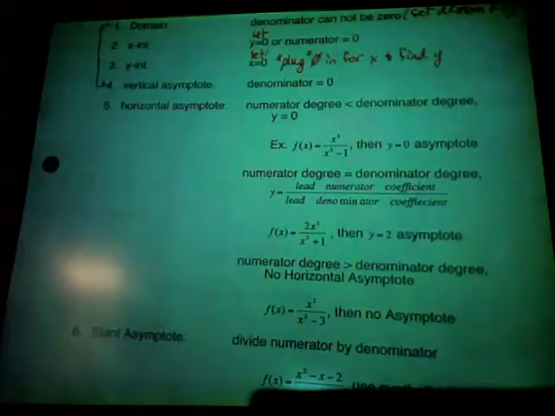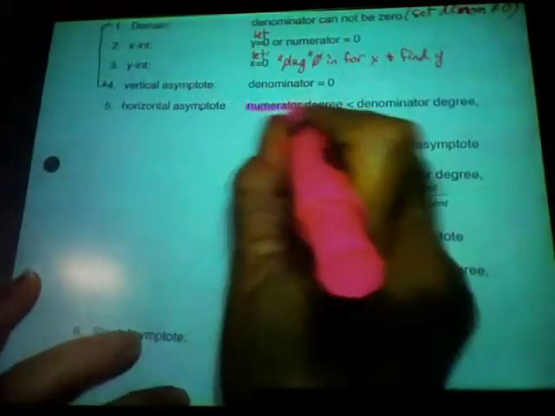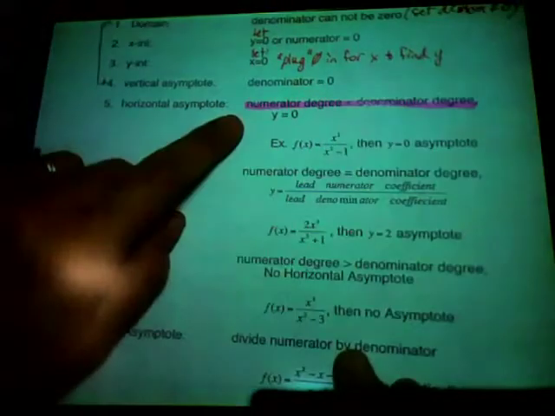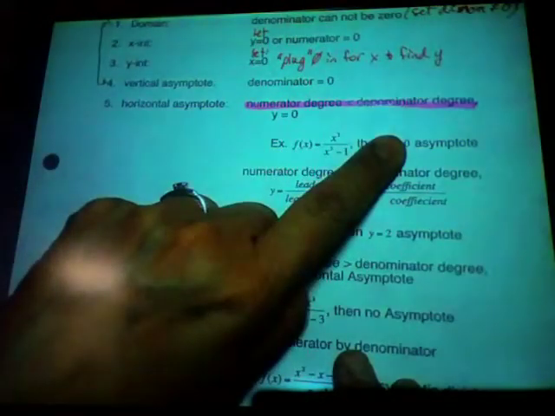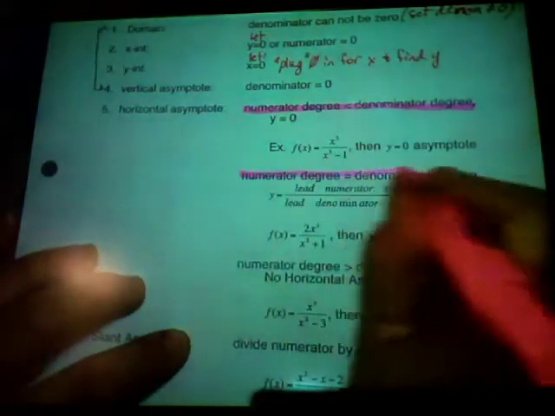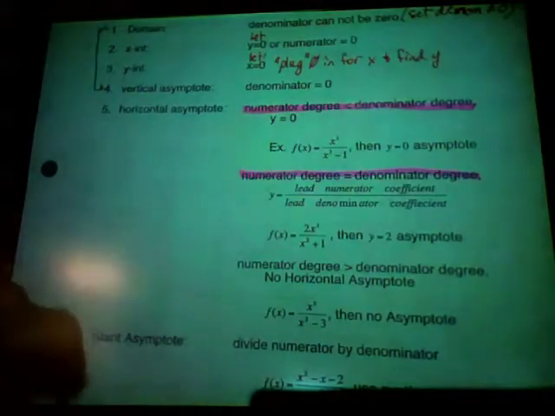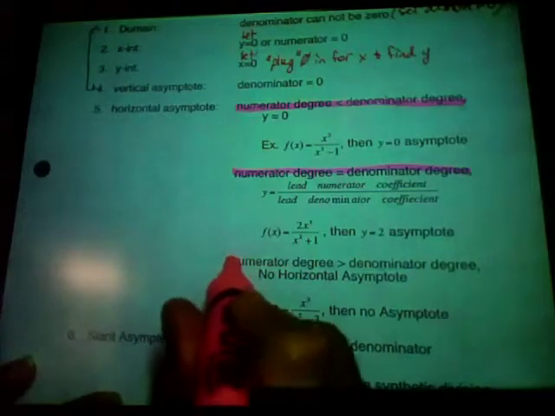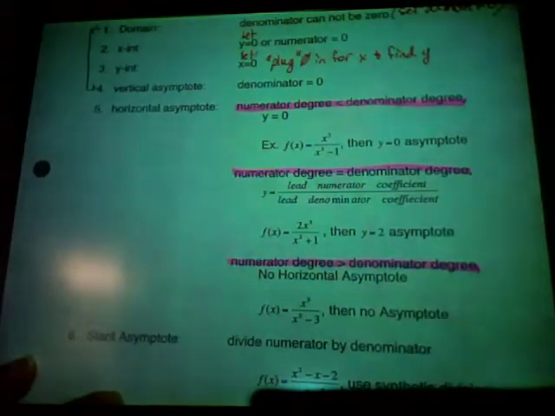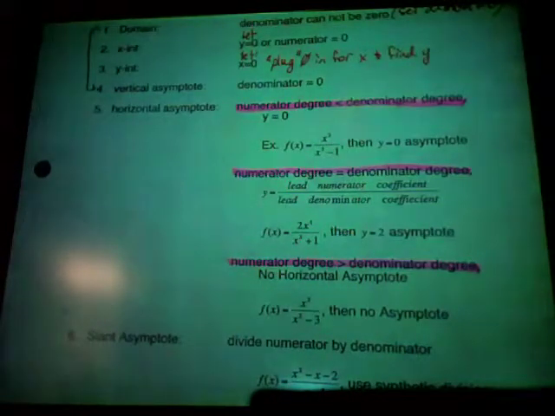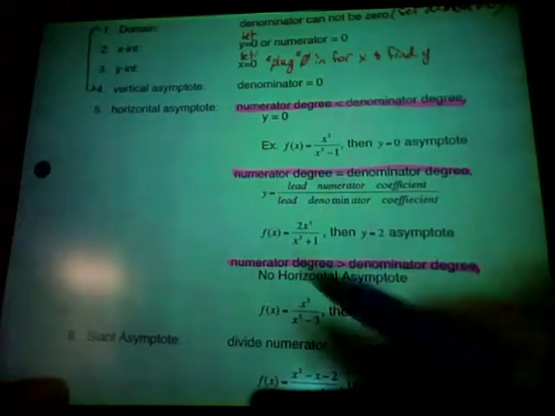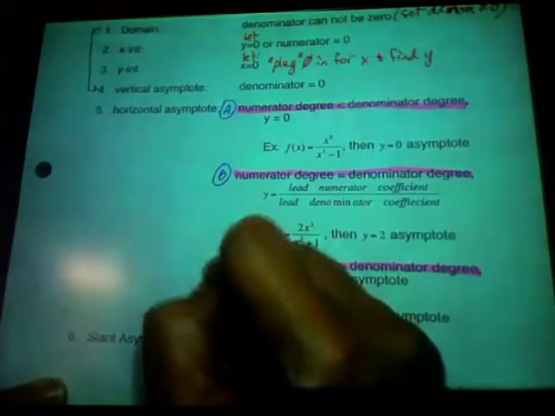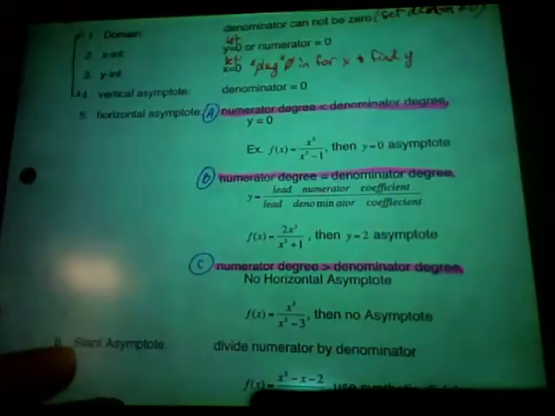There are 3 tests, well really one test you apply and 3 results. So here's your 3 results. If the degree of your numerator is less than the degree of your denominator, something happens. Look at the degree of your numerator. If it's equal to the degree of your denominator, something happens. And the last one, if the degree of your numerator is greater than the degree of your denominator, something happens. So these are your 3 different situations: situation A, situation B, and situation C. So let's look at each one of those first.